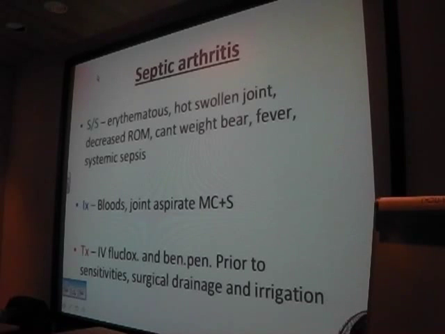So obviously you need to exclude systemic sepsis with their bloods, and you need to get a joint aspirate and send it off for cultures and sensitivities. The treatment, if you do suspect it, is IV flucloxacillin and benzylpenicillin prior to getting any culture and sensitivities back, and then you'll often take them to theatre for drainage and irrigation of the joint to wash out any infection prior to it managing to destroy the joint.